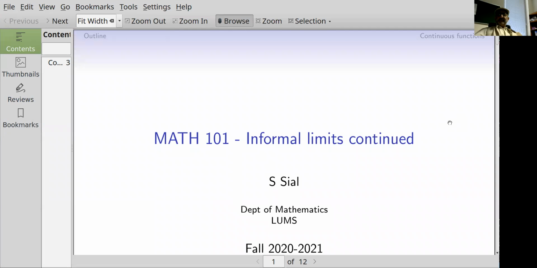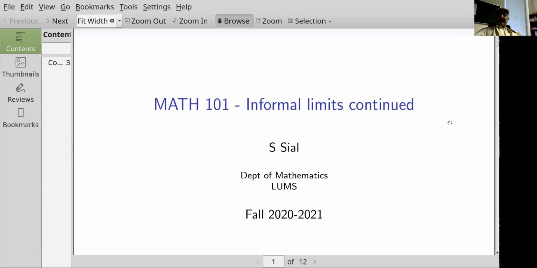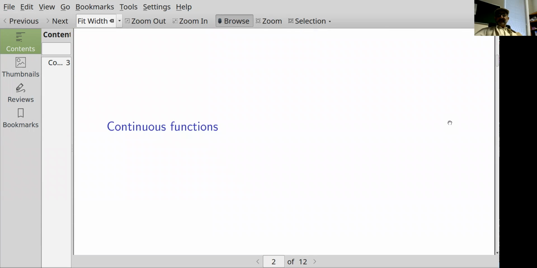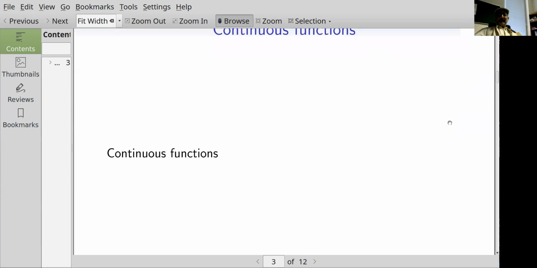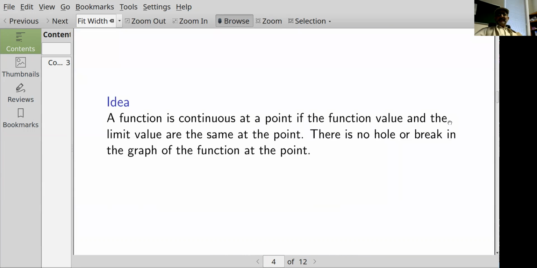Next up in our discussion of the evaluation of limits, we consider the evaluation of continuous functions. Now, these are the really easy ones. The idea is this: a function is continuous at a point if the function value and the limit value are the same at the point. So there's no hole or break in the graph of the function at the point.